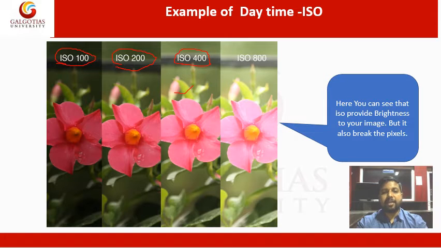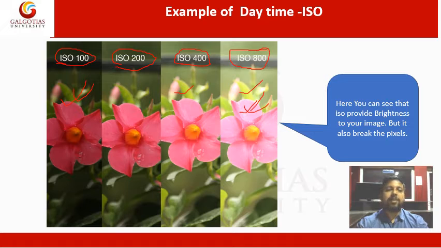In ISO 800 it is overexposed. Overexposed means brighter, and it looks like an artificial image. These portions are very white and the natural color is not captured. This is a pink color, but it looks very light pink. This is the real original image which we clicked in daytime with 100 ISO, when we use an ISO number of 100.